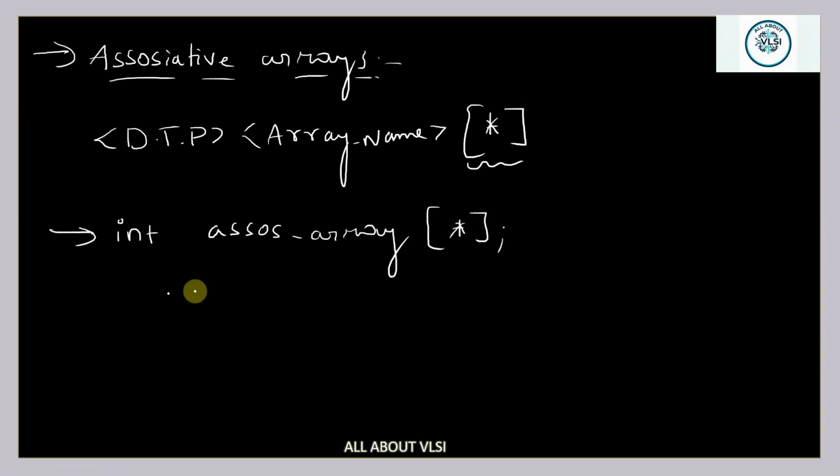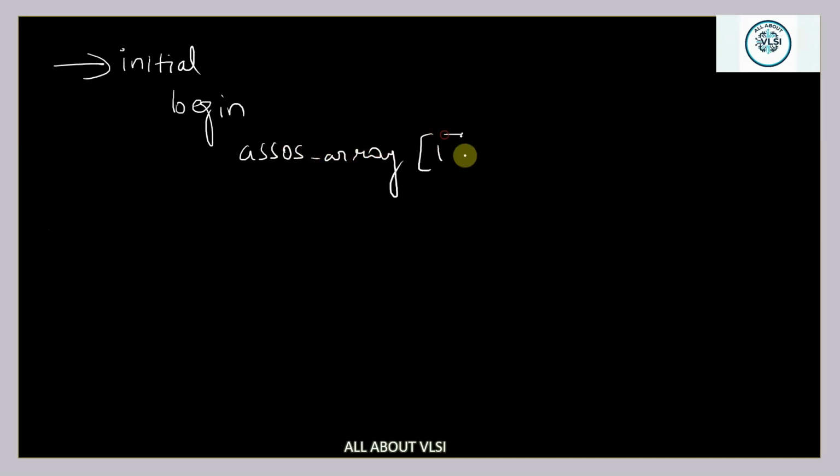Now, I don't need to explicitly create memory using the new operator like I was creating in my dynamic arrays. In your associative arrays also, you can dynamically create your memory locations in your initial begin block. So how to create it? You're going to simply write initial begin, assoc_array of 1 is equal to 2.